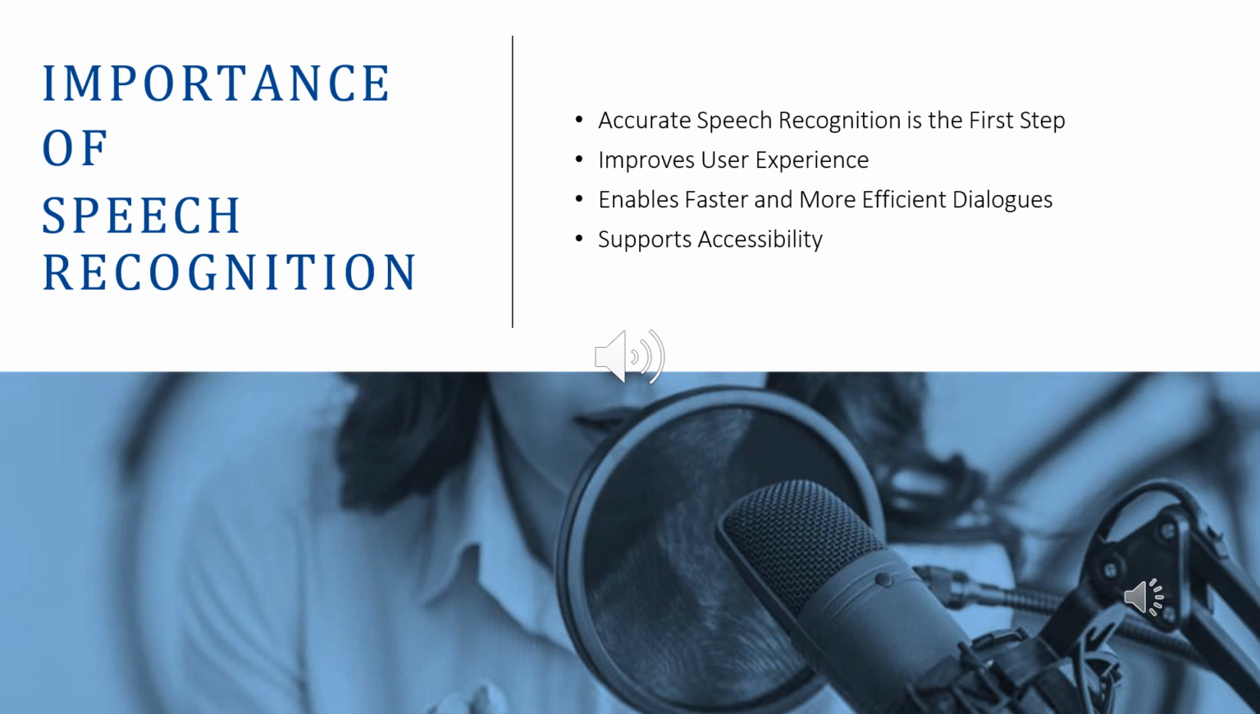Accurate speech recognition is the first step. Accessibility: speech recognition makes different content and technology accessible to people with disabilities. It allows individuals with mobility impairments, vision impairments, or other disabilities to interact with computers and devices through speech, enhancing their quality of life and independence.